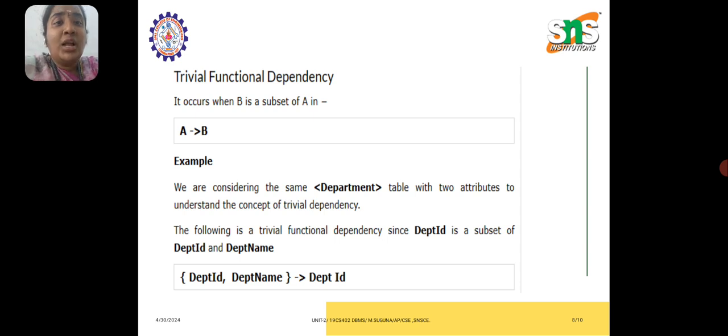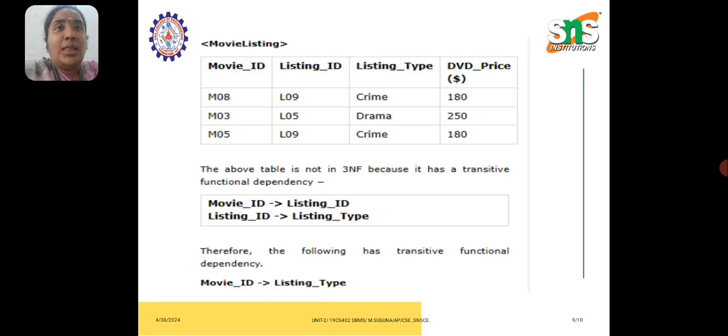For example, we have seen an example with a department ID and department name, and now the movie listing. For example, movie ID, listing type, and DVD price. For example, movie ID consists of MO8, MO3, and MO5, and listing ID consists of L09, L05, and L09. Listing type consists of crime, drama, and crime. DVD price consists of 180, 250, and 180.